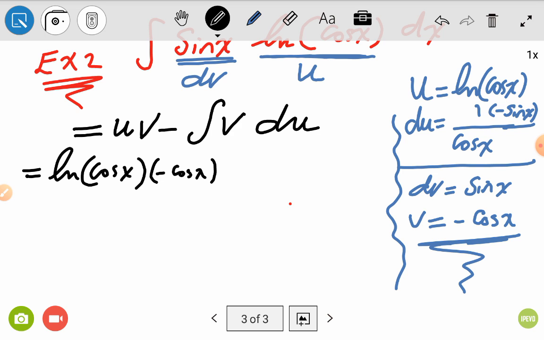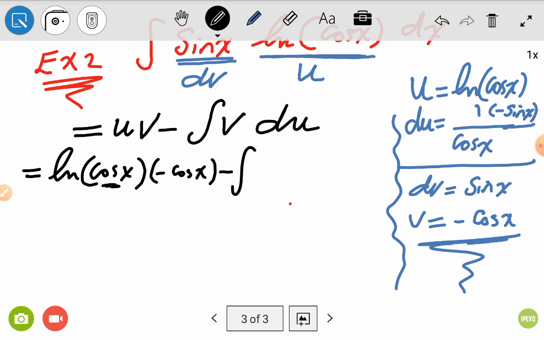And take care, guys, here. Most of the students fall in this mistake. They multiply cosine by negative cosine x, and they say that the answer will be ln cosine squared x. No, no, no. Here is an angle, and here another function, which is negative cosine x. Ln cosine x is a complete function, and the negative cosine x is another function multiplied by the total function ln cosine x.